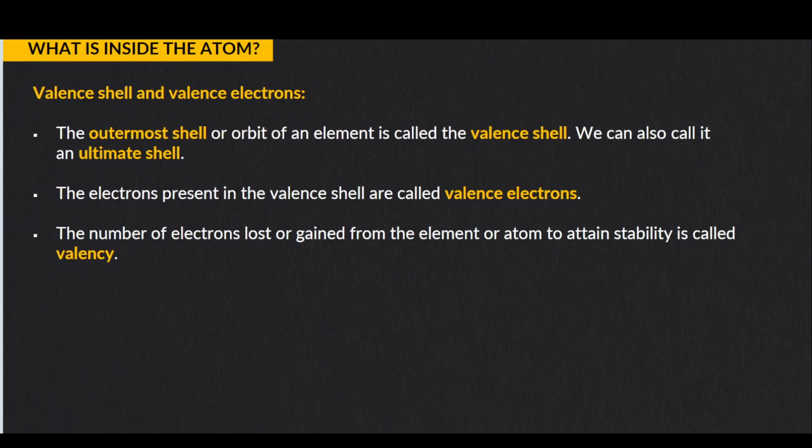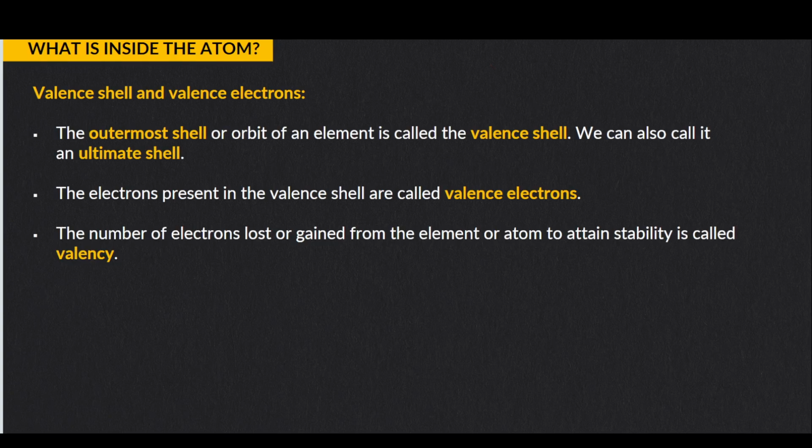So what is inside the atom? Basically electrons, as we talked about, are outside the nucleus, which revolve around the nucleus in their paths, which are called shells or orbits. So the outermost shell or orbit of an element is called the valence shell. We can also call it the ultimate shell. Why is the outermost shell important?